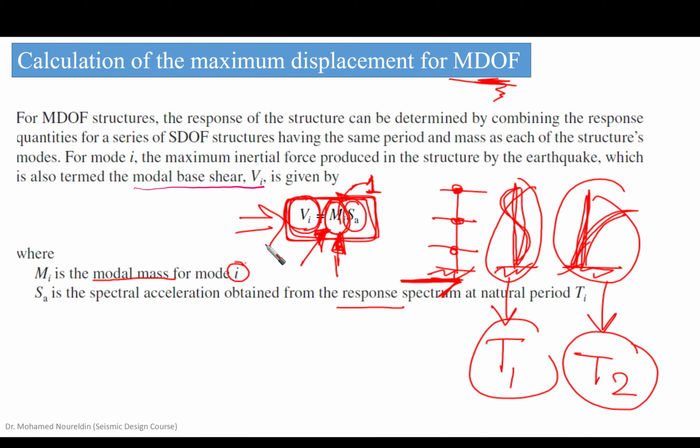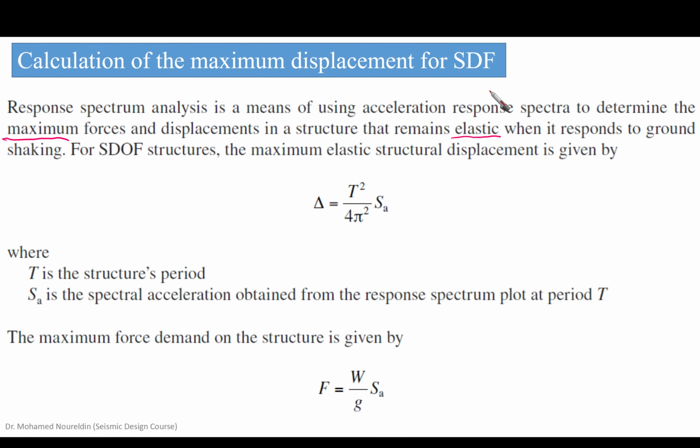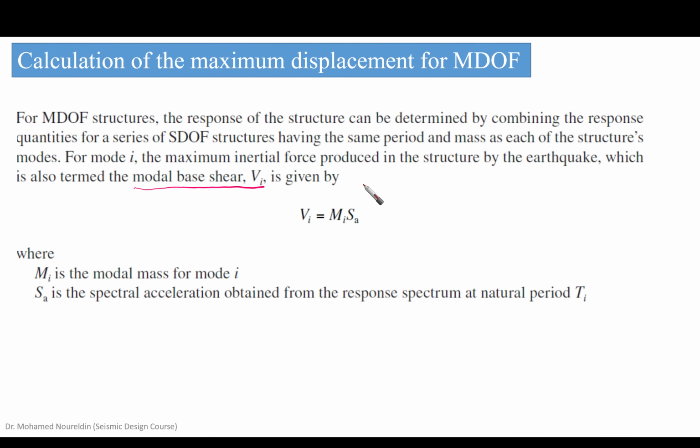Anyway, I do not want you to dig deeper into this part. I just want you to know that a multi-degree of freedom system is different from a single degree of freedom system. Okay, different from the single degree. We need to make some manipulation in order to obtain the maximum base shear and displacement for it.